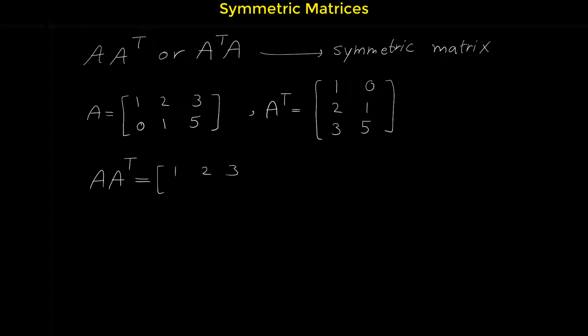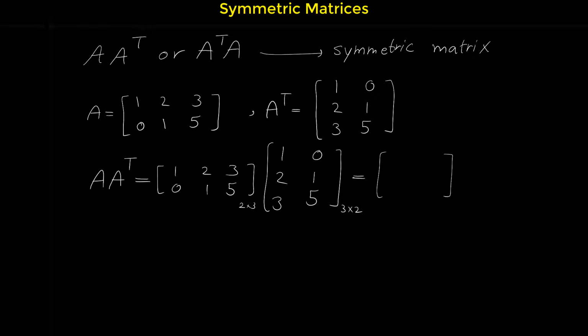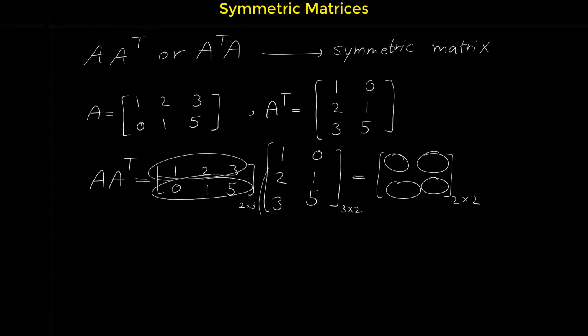1, 2, 3, 0, 1, 5 times by 1, 2, 3, 0, 1, 5. This is a 2 by 3 matrix. This is a 3 by 2. The result of multiplying these two matrices is a 2 by 2 matrix. Because the first one has 2 rows and the second one has 2 columns, the answer is 2 by 2. For finding these elements, we have to multiply rows of the first matrix by the columns of the second matrix.